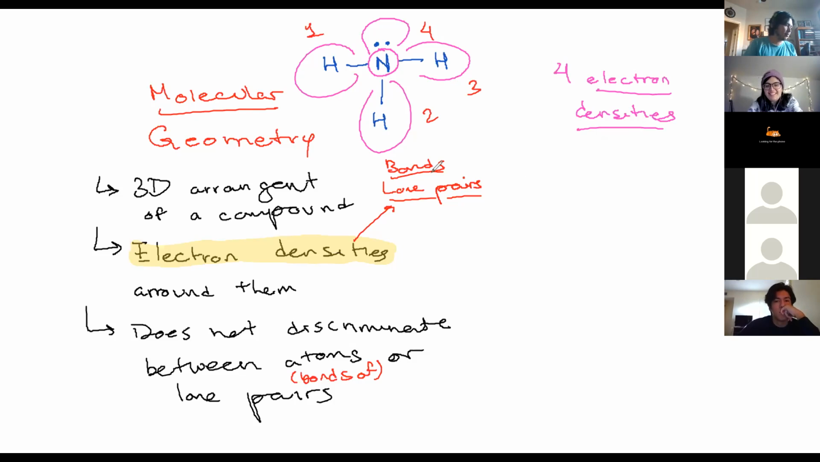Okay, cool. So according to the table on the back, if you have 4 electron densities, what is the molecular geometry?